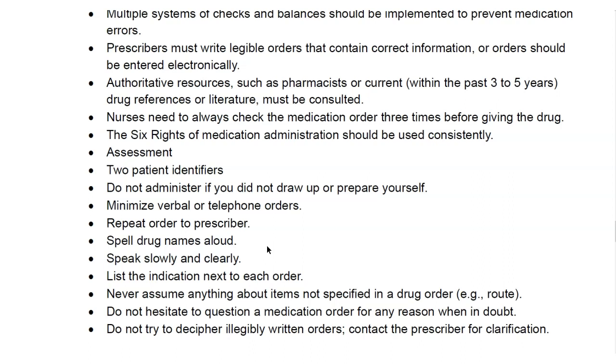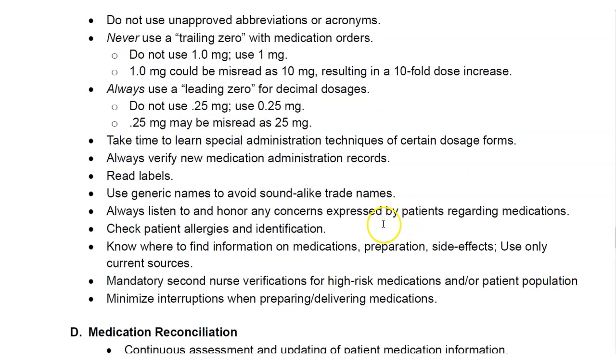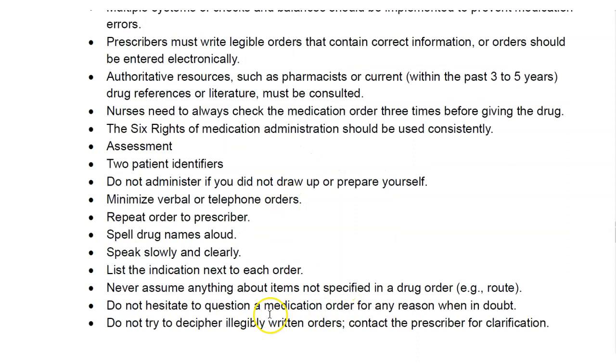Also, if needed, we need to spell the drug names aloud. We need to speak slowly and clearly. We need to list the indication next to each other. And also, we shouldn't be assuming anything when it comes to a medication order. So if it's not specified, we don't assume. If it's not clear, we don't assume. We need to clarify it with the provider.